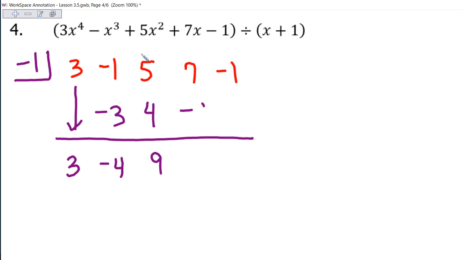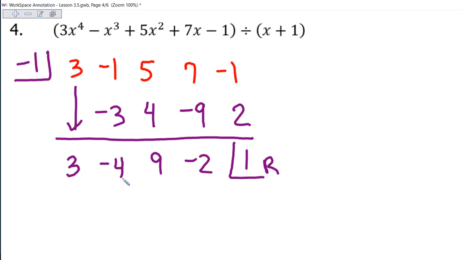Combine these two, we get negative 2. Multiply your outside numbers again. Negative 1 times negative 2 is positive 2. Combine these, we get positive 1. And that last answer is always your remainder.